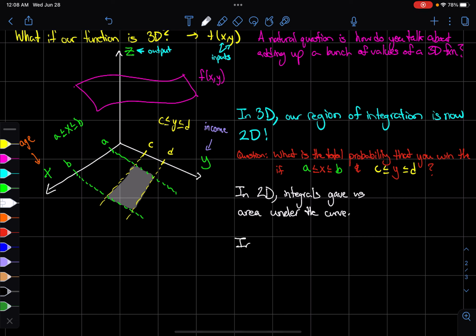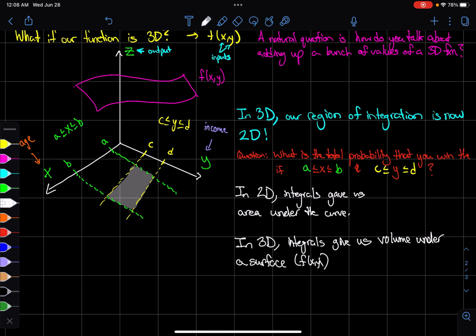Okay, in 3D, guess what the integral is going to give us? The integrals give us volume under a surface. Okay, under a surface. Basically our function, f of x, y. Okay, and so, what does this look like?